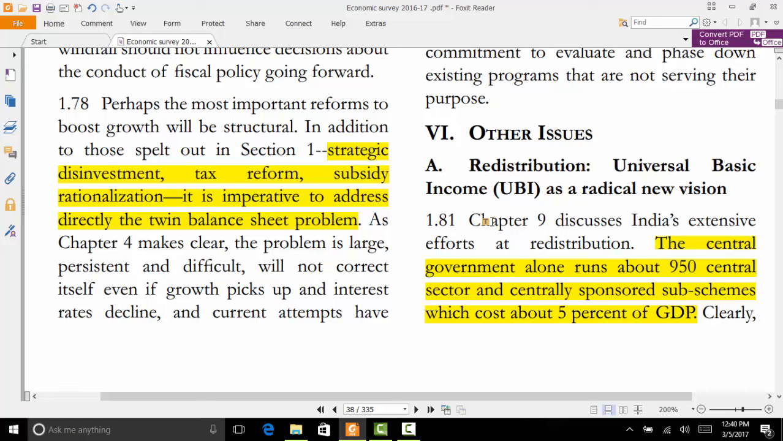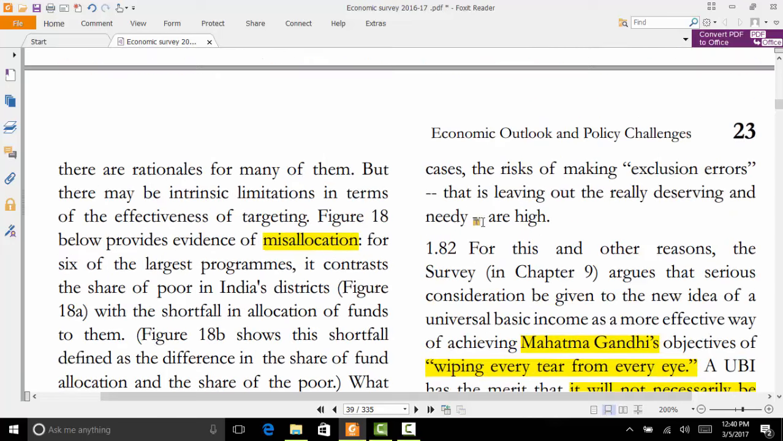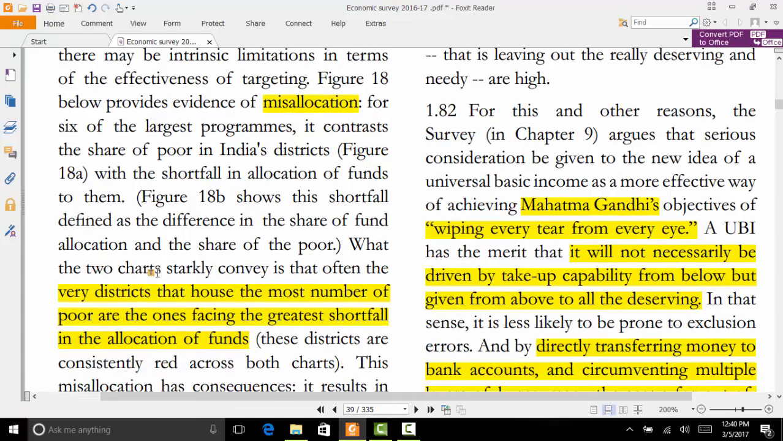How many central sector and centrally sponsored sub-schemes do you have? 950. And it costs around 5% of GDP. And one of the issues has been misallocation as well, as we have seen from the earlier data, that the districts that house the most number of poor are the ones facing the greatest shortfall in the allocation of funds.